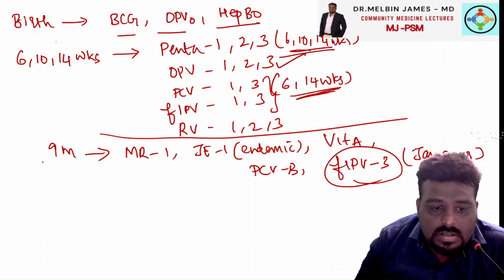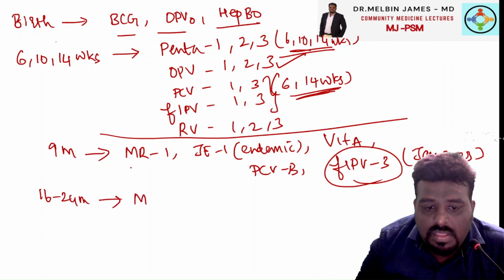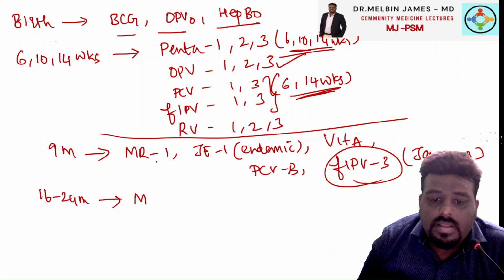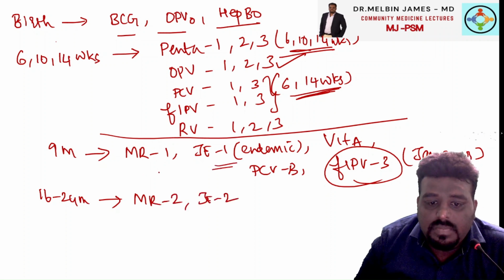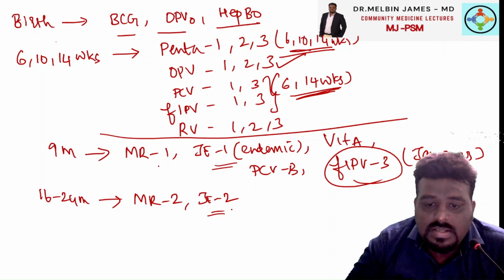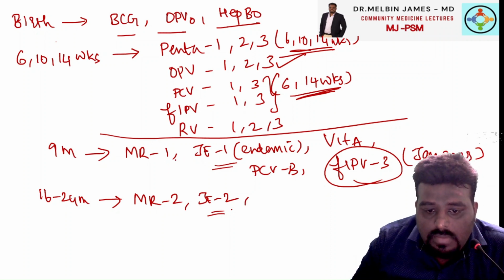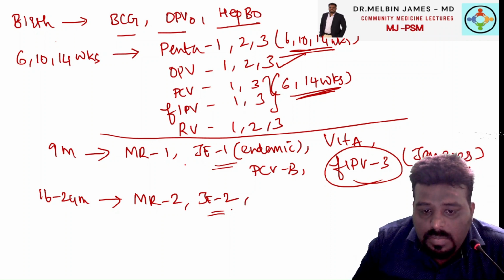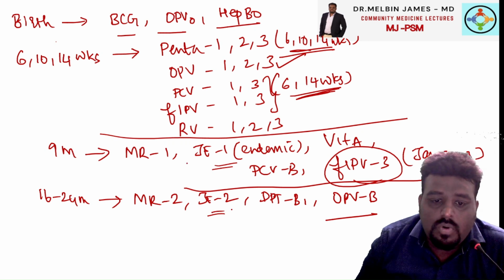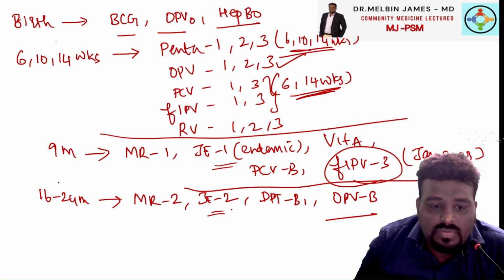Next is 16 to 24 months. What we give is MR2 and JE2, only in the endemic areas. JE is given in endemic areas like Bihar, UP, and some other states. There are some states in India where Japanese encephalitis is endemic. And we'll go with DPT booster 1 and OPV booster. So these are the 4 vaccines given at 16 to 24 months.